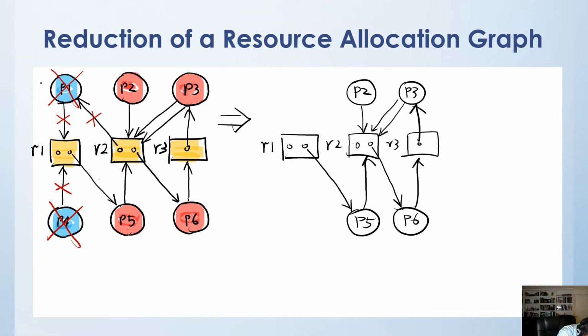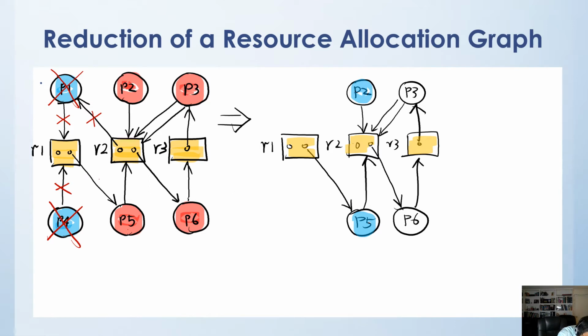Okay, so let's just color it. And then we find out that once I removed P1 and P4, 1 unit of R2 is available, right? So in that case, the requests from P2 and P5 are not blocked, right? So they can finally get the resources. So that means P2 and P5 are not blocked anymore. They used to be blocked, but not anymore.